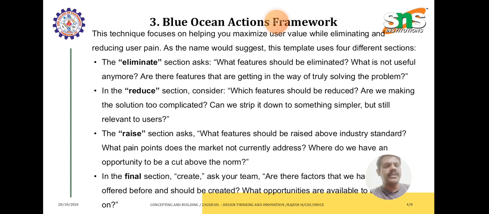In the reducing section, consider which features should be reduced, whether we are making the solution too complicated, or whether we can strip it down to something simpler but still relevant to the user. This is the second section, where we come up with some consolidated reduction. Then in the raising section: what features should be raised above industry standard and expectations? What pain points does the market not currently address? And where do we have an opportunity to be a cut above the norms? This will create additional value for the product. That's why it's called the raise section.